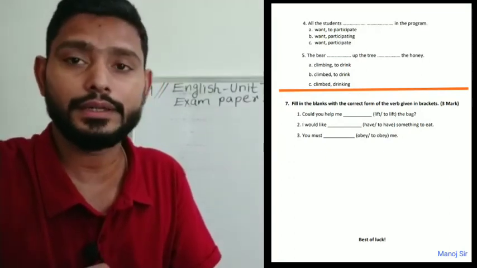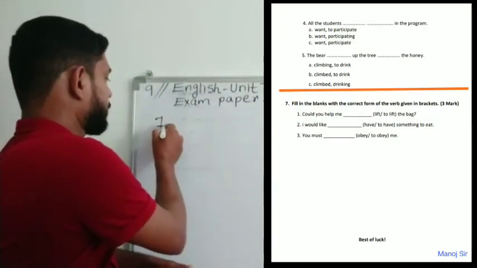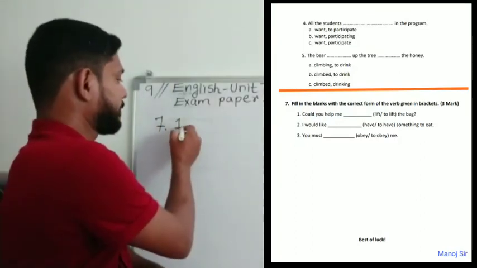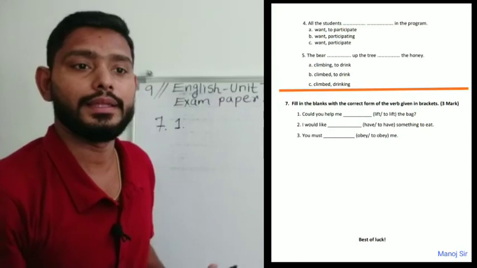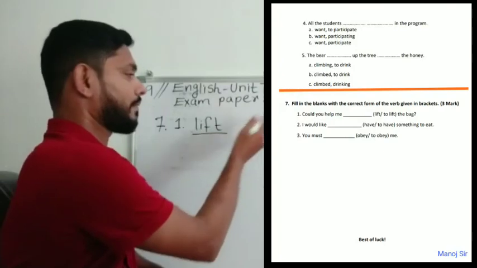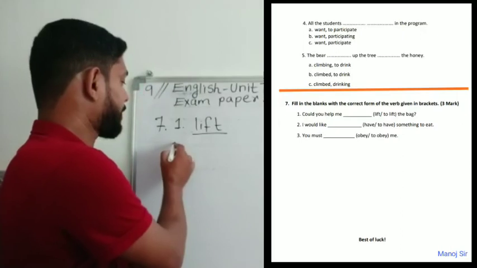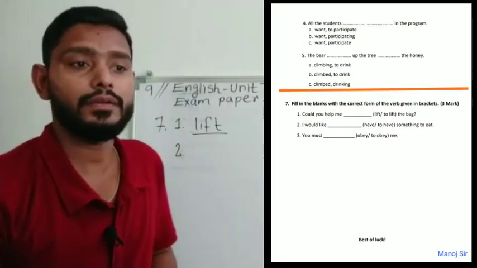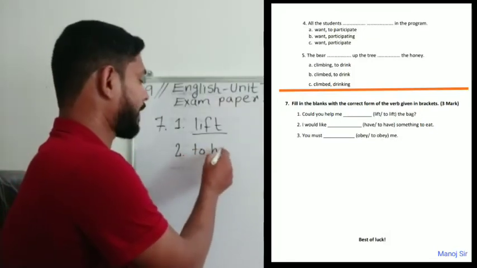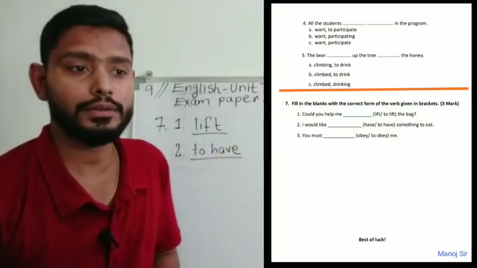Okay, and what is the correct answer of the first one? Could you help me lift the bag? What is the first one? That is lift. Okay, you can see the question here. Could you help me lift the bag? Okay? And what is the second one? I would like to have something to eat. I would like to have. That is the correct one.